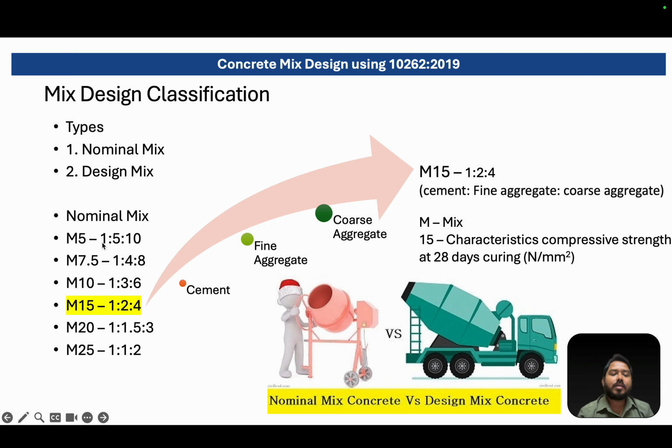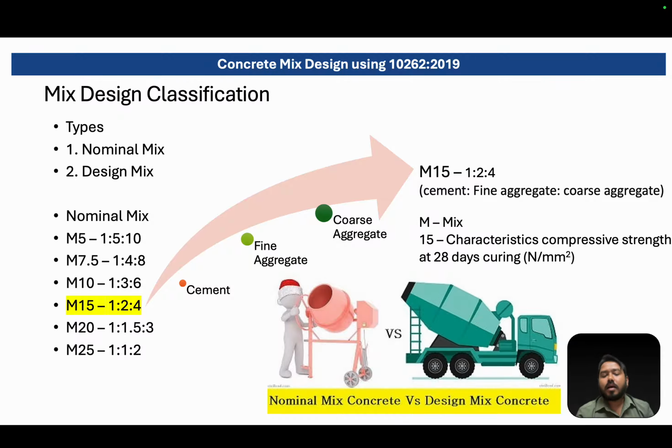Then you might have seen one more thing: the ratio is predefined. For the M15 grade, you can see here 1:2:4. What does it indicate? It indicates 1 part of cement is mixed with 2 parts of fine aggregate and 4 parts of coarse aggregate, as required, and only then can you make an M15 grade of concrete. So that is why it is a nominal mix.